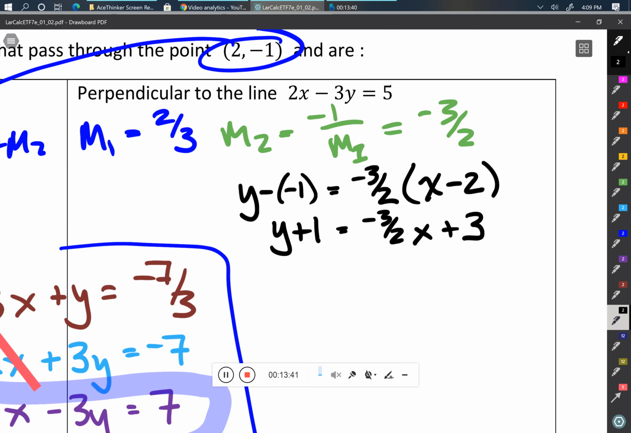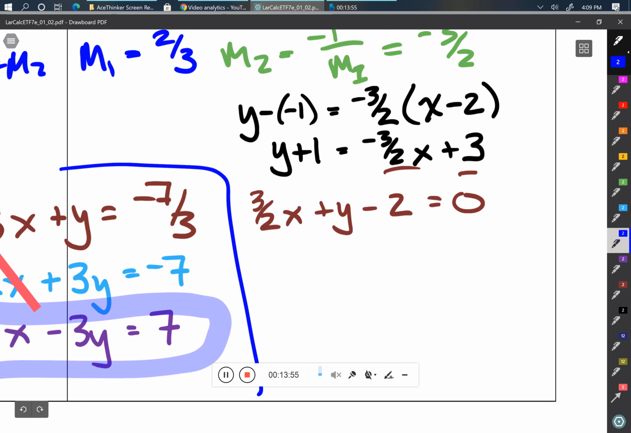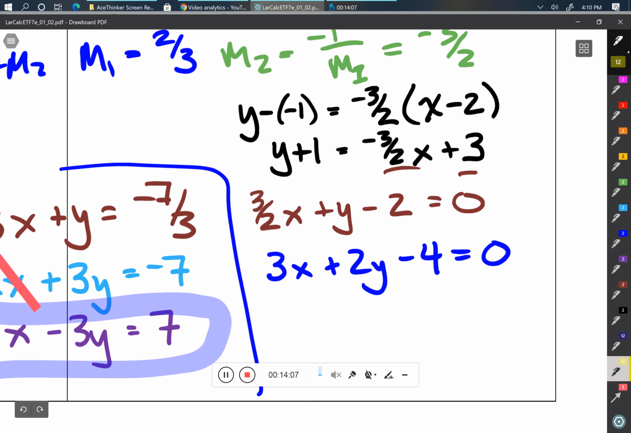And now, since I know what I'm supposed to do, general form, I'm going to move both of these terms over to the left, and that's going to give me 3/2 x plus y minus 2 is equal to 0. Again, I'm going to multiply through by 2 just to clear it out. That gives me 3x plus 2y minus 4 is equal to 0. And I think that looks best. I'm not saying that this one is more correct than this one. I'm just saying, to my eye, I prefer the last one. I hope that you would too.